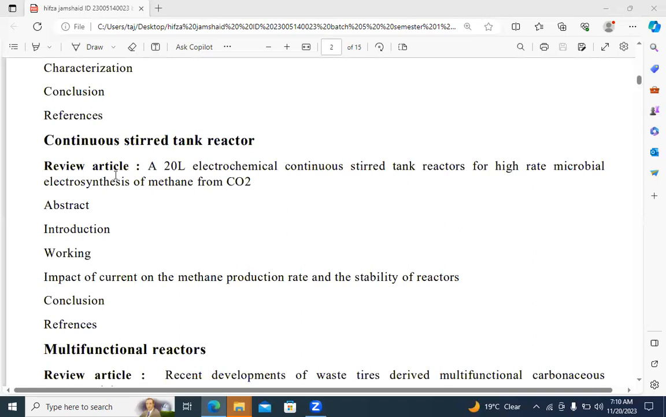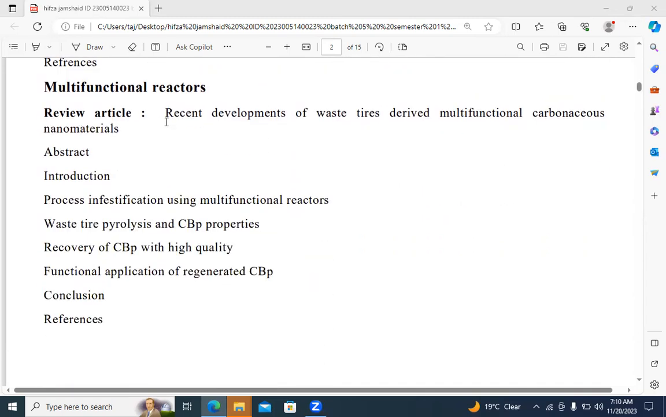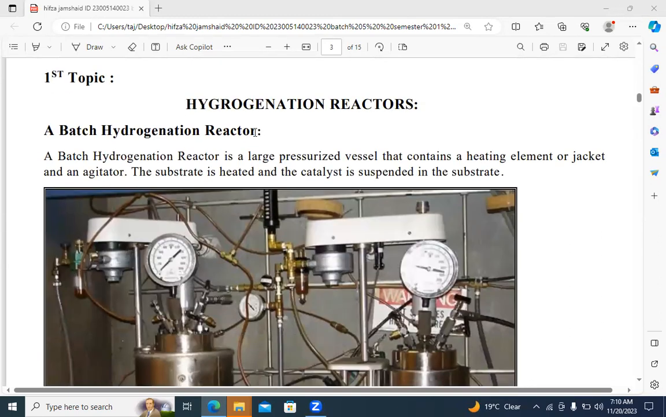In this reactor, I will discuss a review article about a 20-liter electrochemical continuous stirred tank reactor for high-rate microbial electrosynthesis of methane from carbon dioxide. And the last one is a review article about recent developments of waste tire derived multifunctional carbonaceous nanomaterials. So the first topic is hydrogenation reactors. What is hydrogenation?